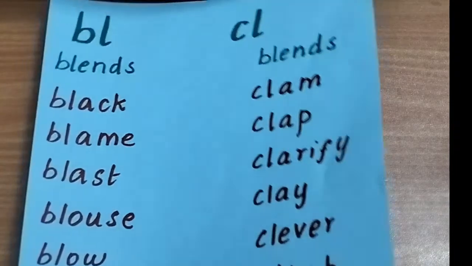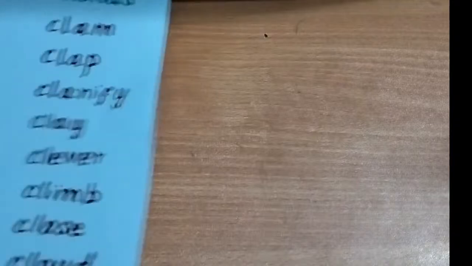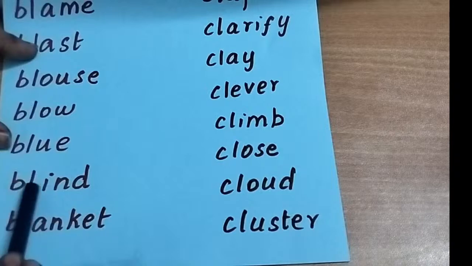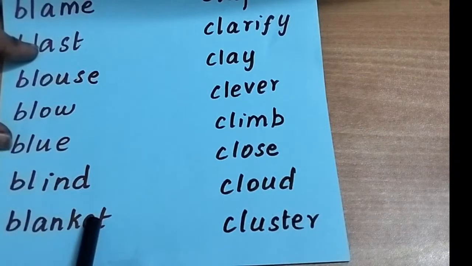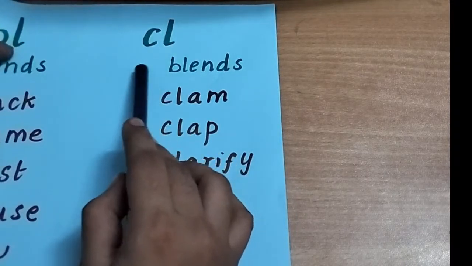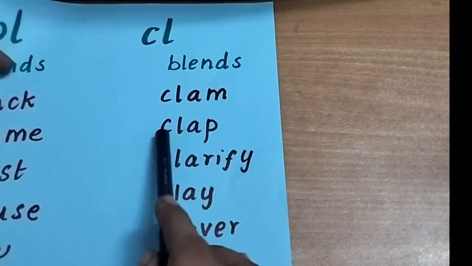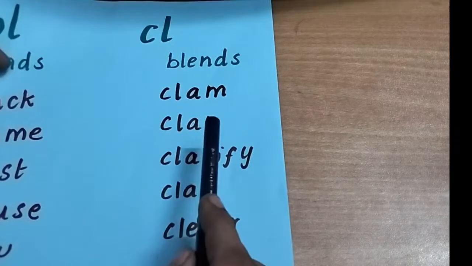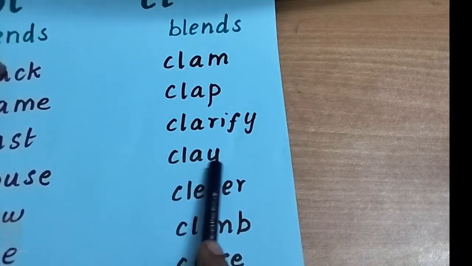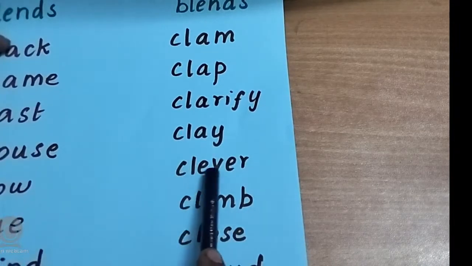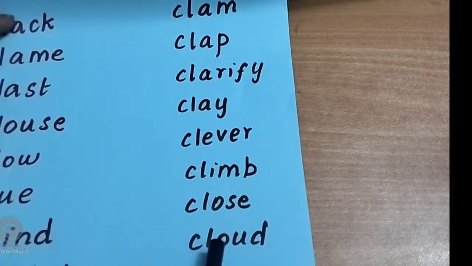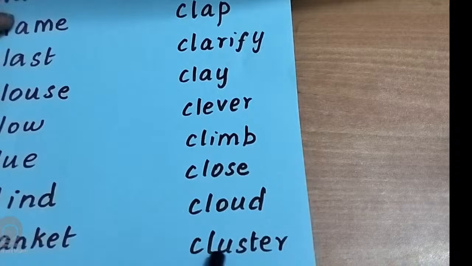The next words are blue, blind, blanket. Next we are going to blend two consonants, that is CL: clam, clap, clarify, clever, climb, close, cloud, cluster.